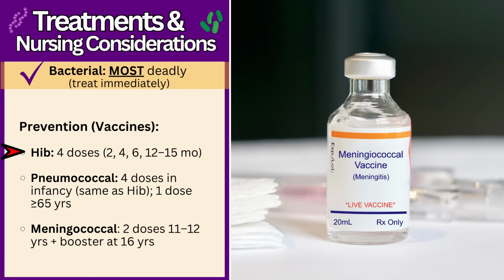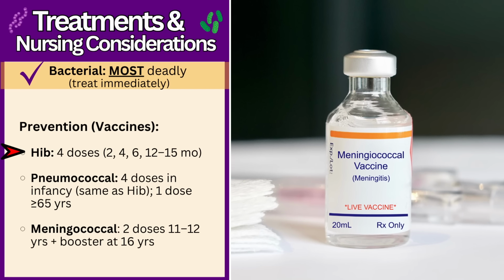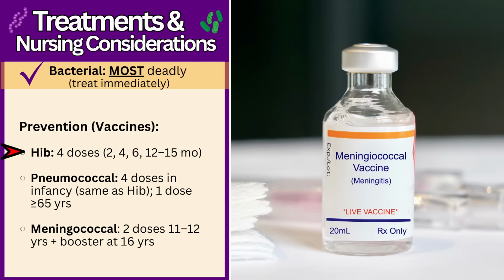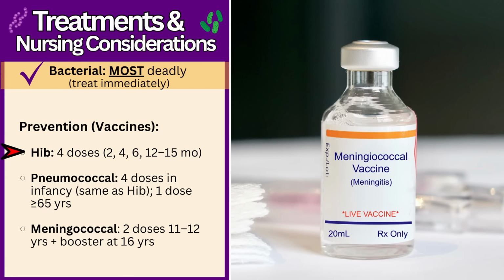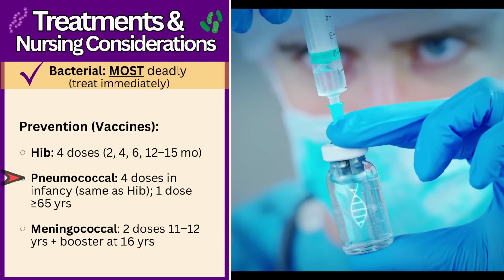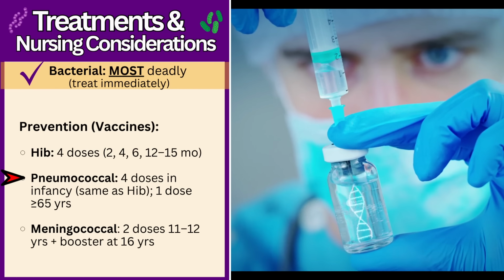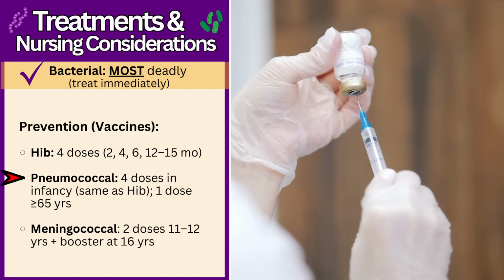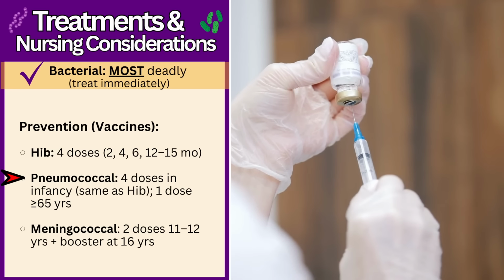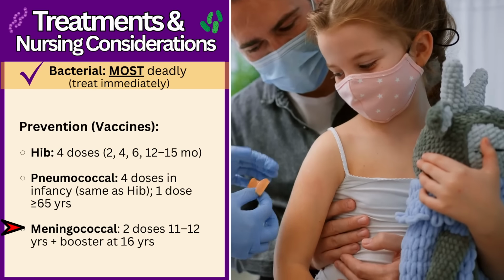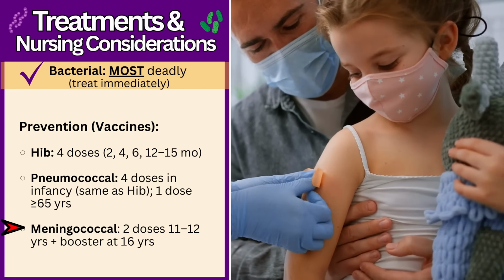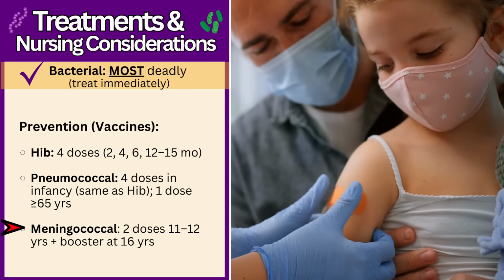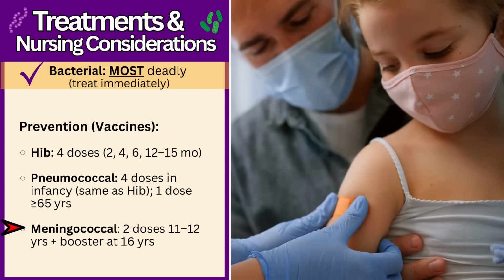Now, there are preventative vaccines available for some types of bacteria that can cause meningitis, such as Hib, the Haemophilus influenzae. This is given in 4 doses during the childhood vaccine schedule at 2, 4, 6, and 12 to 15 months. The pneumococcal vaccine, which helps prevent Streptococcus pneumoniae, is also given during infancy. The childhood vaccine schedule in 4 doses is the same as the Hib, and 1 dose can be given to older adults 65 or older. There's also meningococcal, which is for Neisseria meningitidis, and this is given in 2 doses during the childhood vaccine, which is started anywhere between 11 to 12 years old, plus a booster at 16.